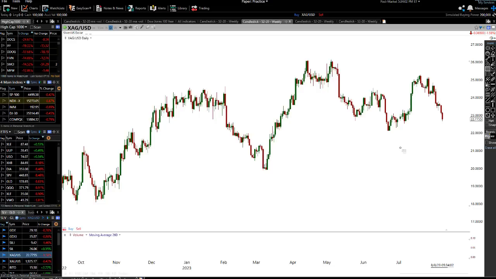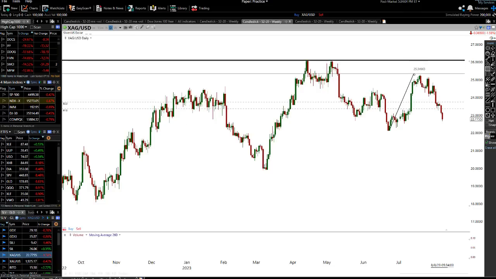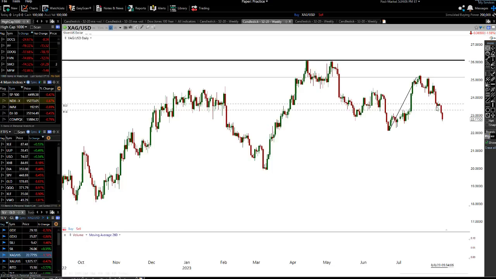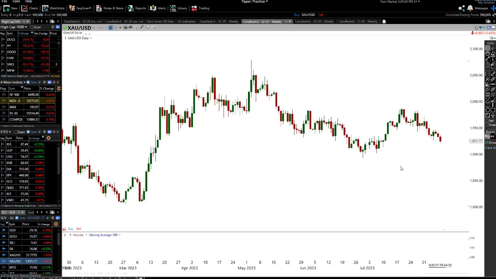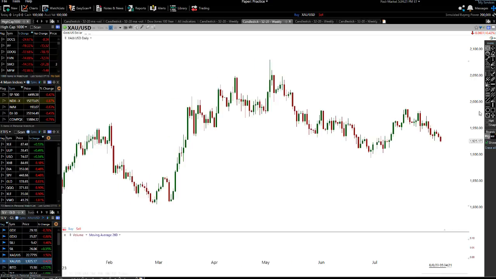Since we haven't gotten that, silver is starting to look really ugly in the markets, and the same for gold as well. Now, gold is not quite there yet, right? What I mean by not quite there yet is that we could actually still be making a higher low, and away we go from here.